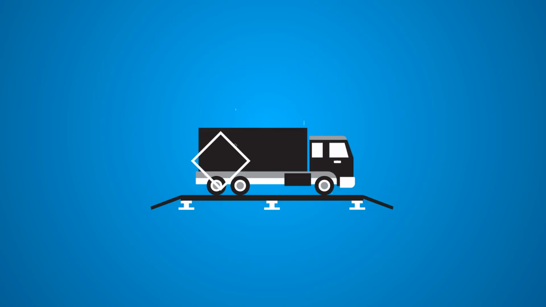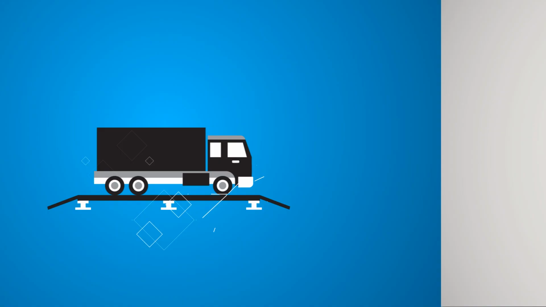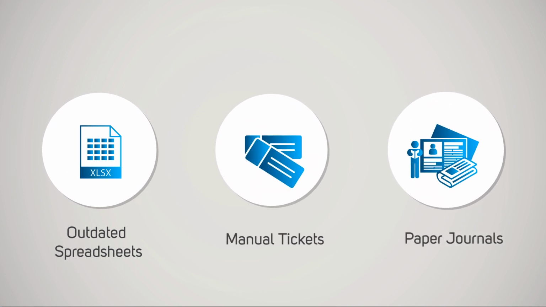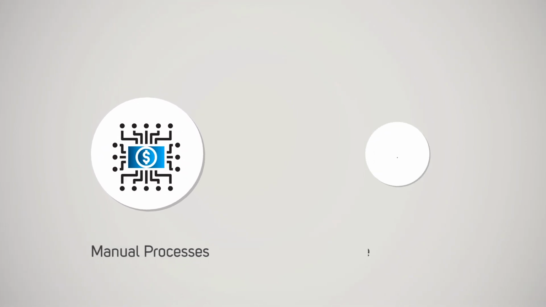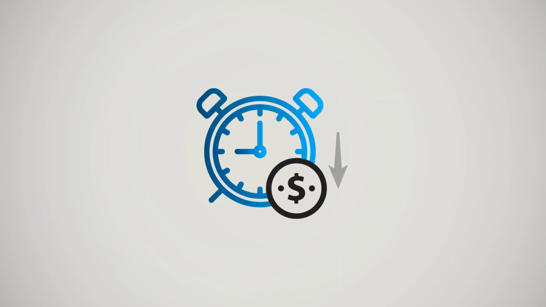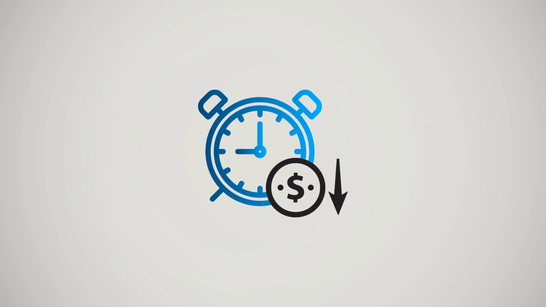When it comes to your industrial weighing systems, are you still using outdated spreadsheets, manual tickets, and paper journals to track your scale weighments? If you're using manual processes or software that wasn't designed specifically for the scale industry, then you're essentially losing time and money.